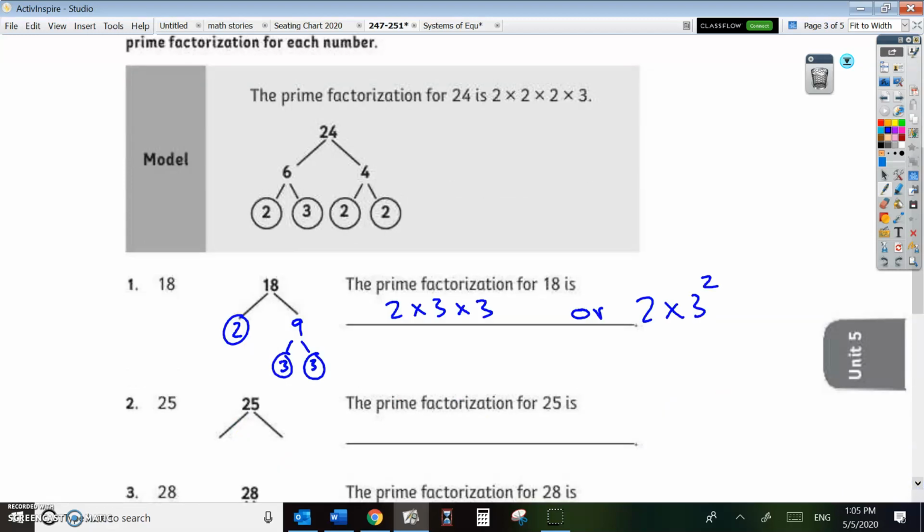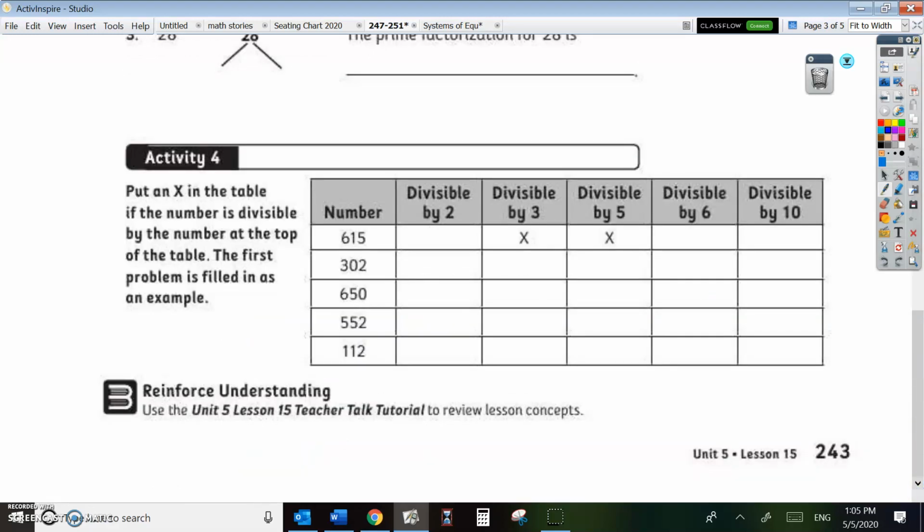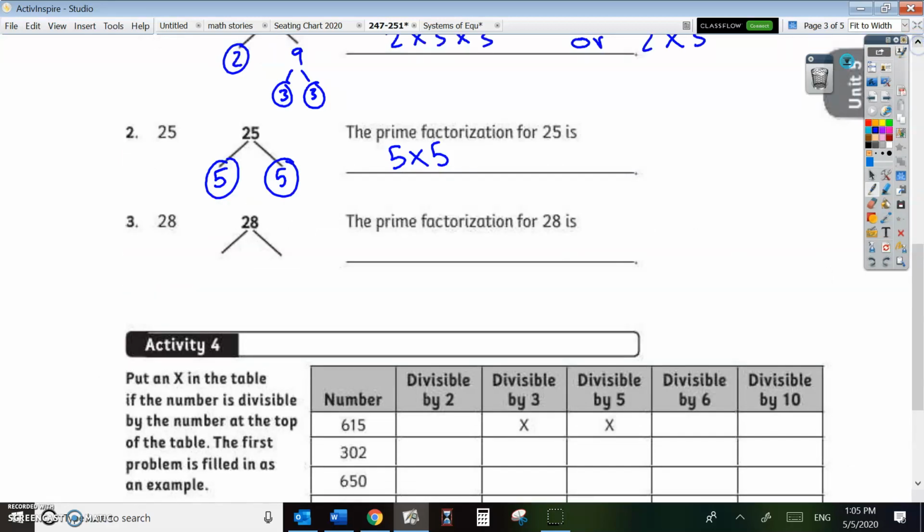Prime factorization for 25, 5 and 5. That's a quick one. 5 times 5. 28. Let's do 2 and 14. And 2 and 7. 2 times 2 times 7. Or you could do 2 squared times 7.